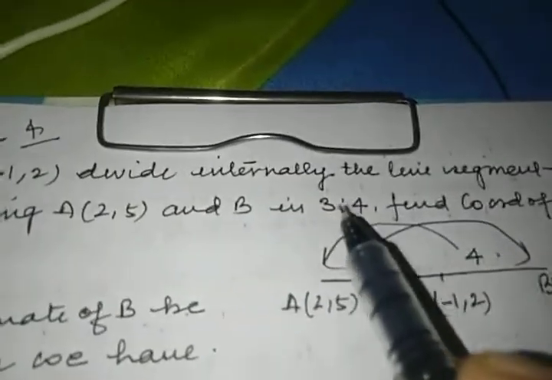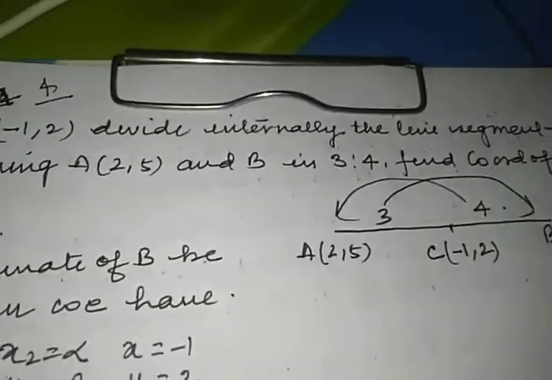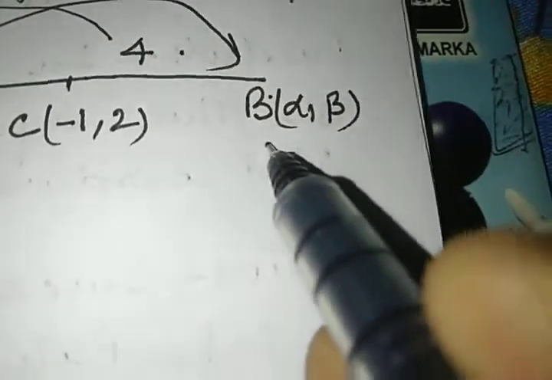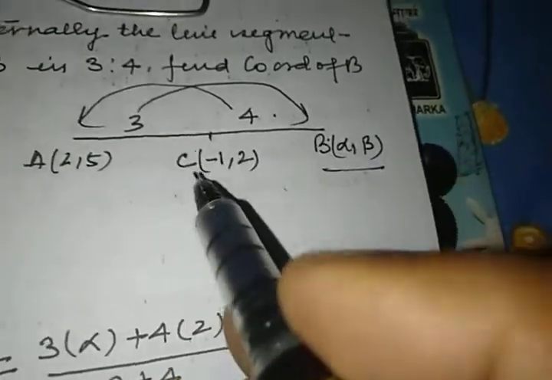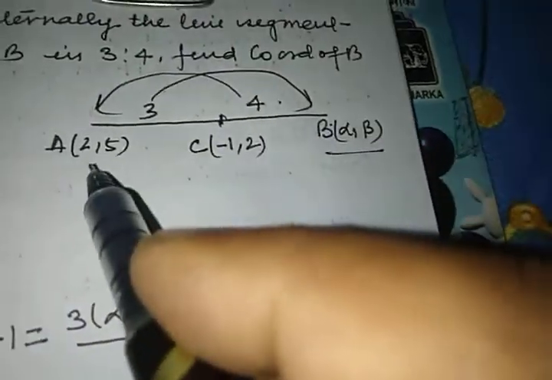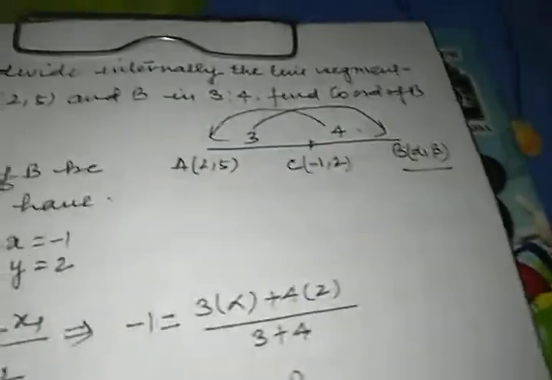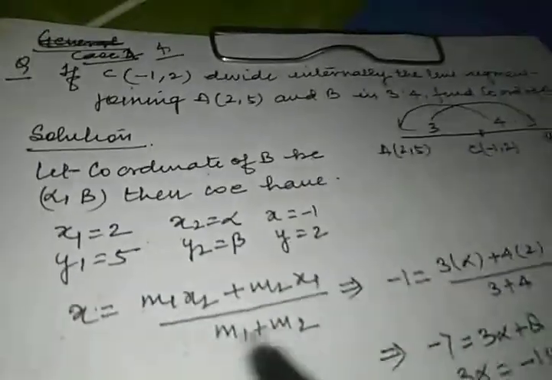Now see case 4. This is your case 4. So if C(-1, 2) divides internally the line segment joining A and B in the ratio 3:4, find the coordinates of B. Okay. So here he has missed the coordinates of B, so now you have to find this. The other things you have been given. This is the point of division. This has been given. The ratio has been given. I told you they'll be missing one thing only, so need not worry. You just go through your formula only.